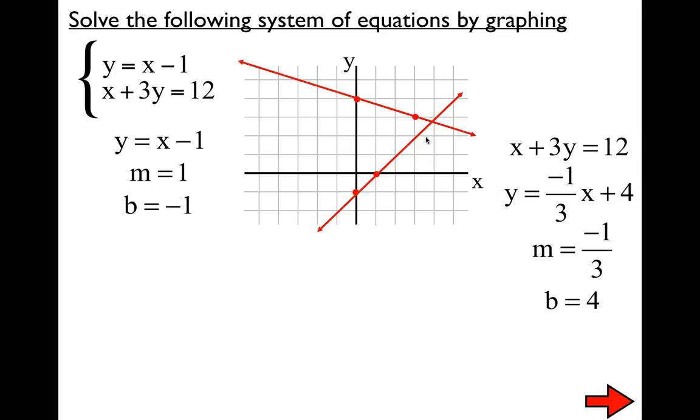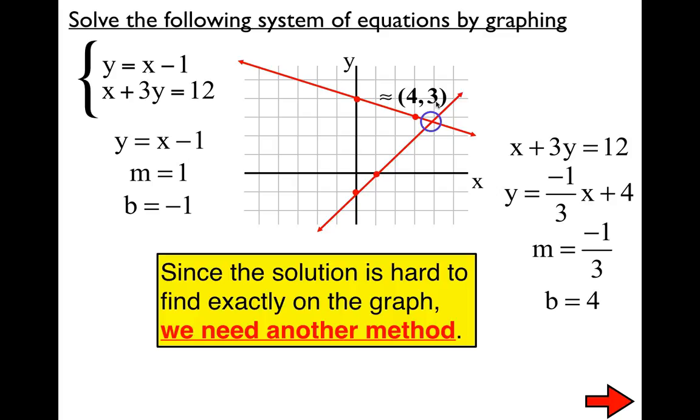So, what is wrong with this graph? First of all, nothing's really wrong with it, but the solution is right here, and I can't accurately tell you what that point is because it's not at a nice intersection on the graph. So what do we do? Well, I can kind of see that it's approximately around 4,3, but that's not precise. So should you use the graphing method to find the answer to this system? No. So there's got to be a different way.